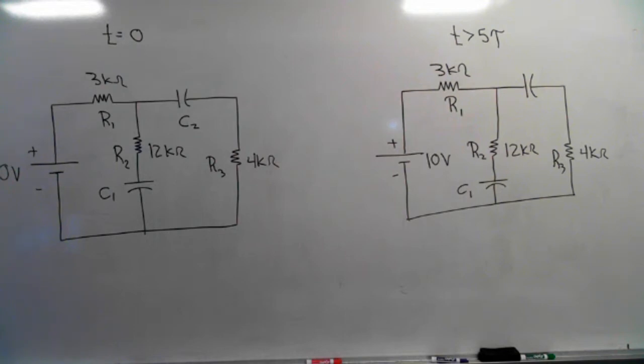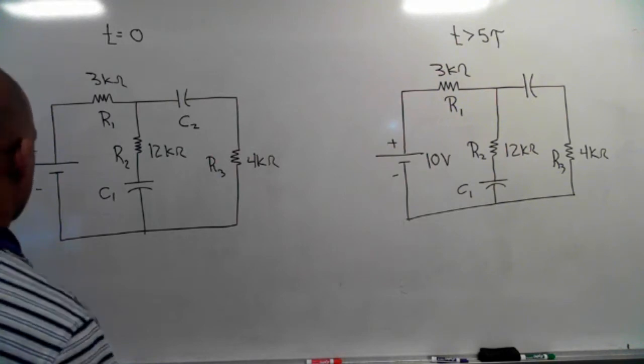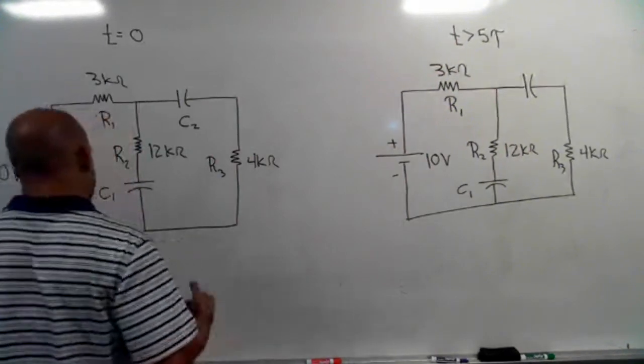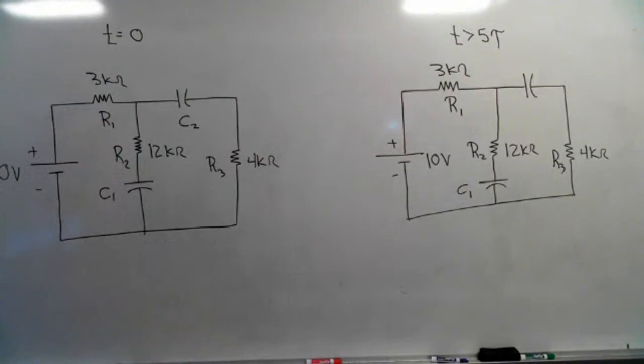For this first one, they want us to figure out the voltage across each resistor at t equals 0. And at t equals 0, that's one of the special times for capacitors. At t equals 0, the capacitor behaves like a short circuit. So what I've got to do is replace each capacitor with a short, and make sure I understand what's happened to the circuit when I place the short in the circuit.